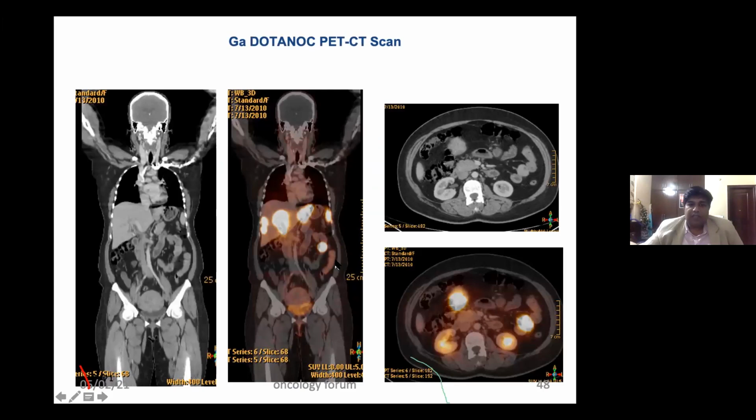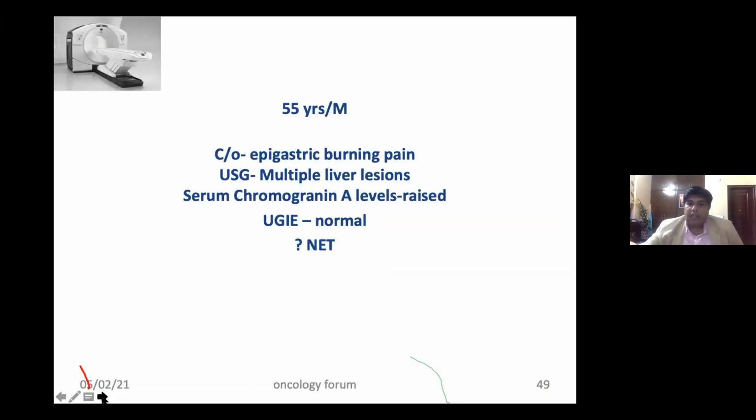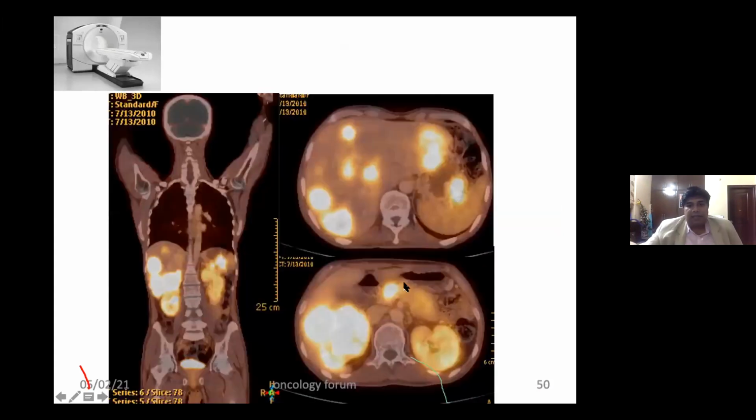These are the coronal images. These are the proximal jejunal loops, the site of primary. You can see enhancement on CT also, with multiple lymph nodes and multiple liver metastases. That's why I was not able to find the primary on upper endoscopy or colonoscopy in this patient. Another patient with raised chromogranin levels and multiple liver lesions. The primary is the head of the pancreas, but it is not compressing the CBD, and there's no IHBR dilatation in the patient.